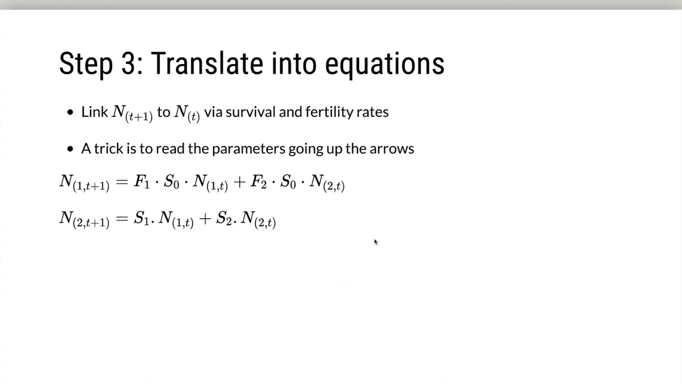For the adults, the number of adults A2 at time t plus 1 is going to be the number of juveniles A1 at time t that have survived, so times S1, that's this arrow, plus the number of adults A2 at time t that have survived, so times S2, and that's this arrow.